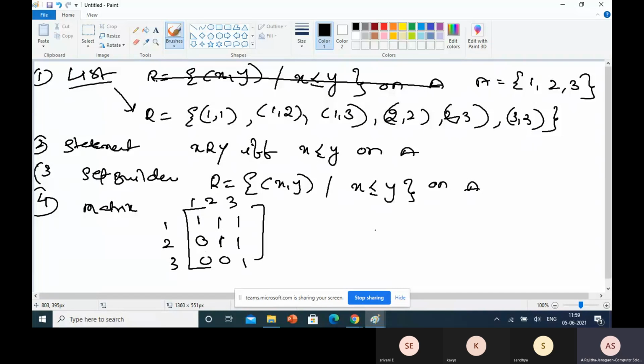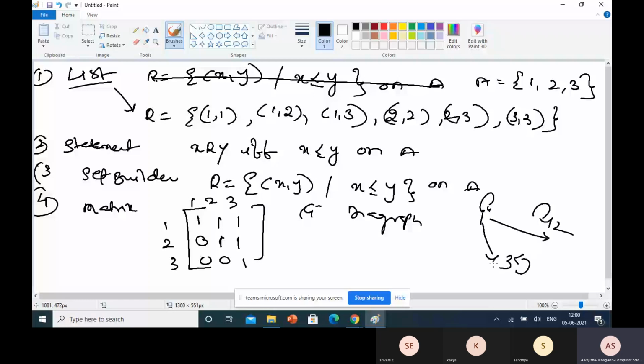And then next another one, the digraph. So how is the digraph represented here? Digraph notation. Here 1, 2, 3. So the 1 to 1 relation is there, 2 to 2 relation is there and 3 to 3 relation is there. 1 to 2 is there. 1 to 3 is there and 2 to 3 is there. So this is the digraph notation.